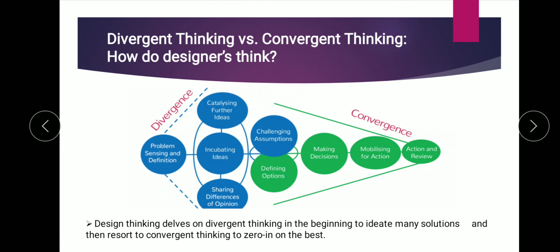So how do designers think? They first start with the problem, sensing and defining it. They first diverge. They evaluate the various ideas. First, they list out the various possible solutions, and evaluate each and every solution, not just by analysis, but by actual experimentation. And then they come to a decision-making situation, then mobilize it for action and then review it. Again, they come back to any particular stage if they have made any mistake. And at the end of the day, a really good human-centered solution will be ready.